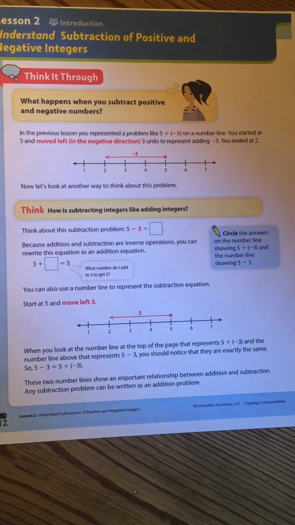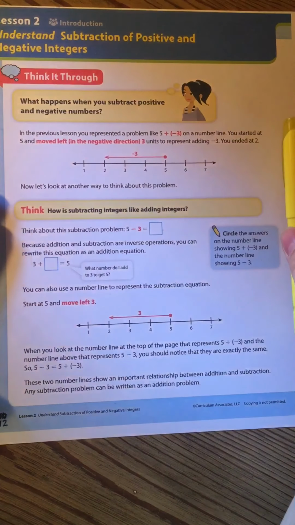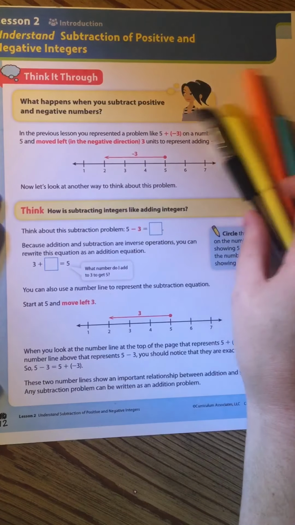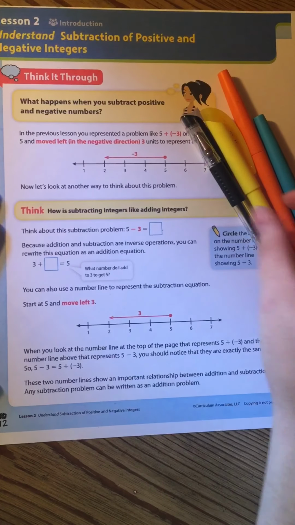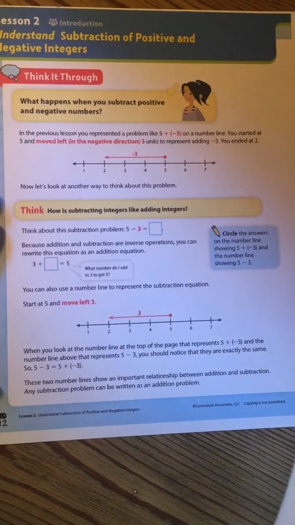Hi class, this is Mrs. Perrone, and today we're going to be talking about lesson 2 in your shiny math book called Subtraction of Positive and Negative Integers. It's going to be helpful for you to have a pencil with an eraser and maybe a highlighter and a couple colored pens. So this lesson is called Subtraction of Positive and Negative Integers.